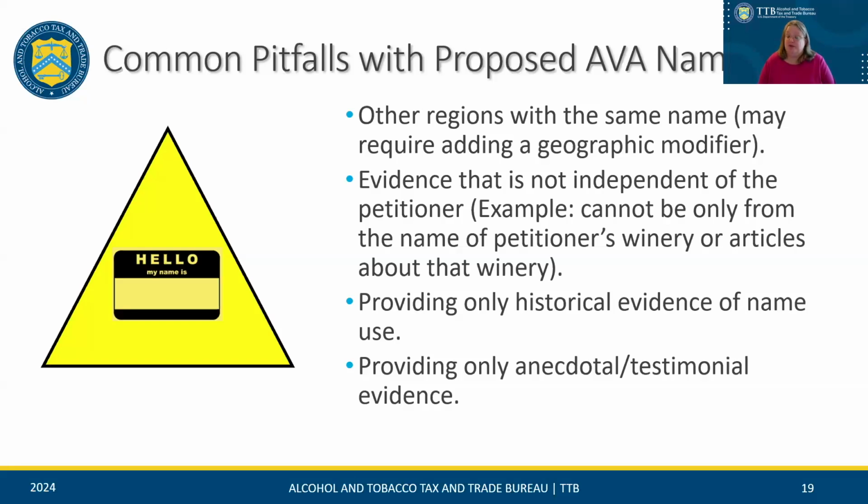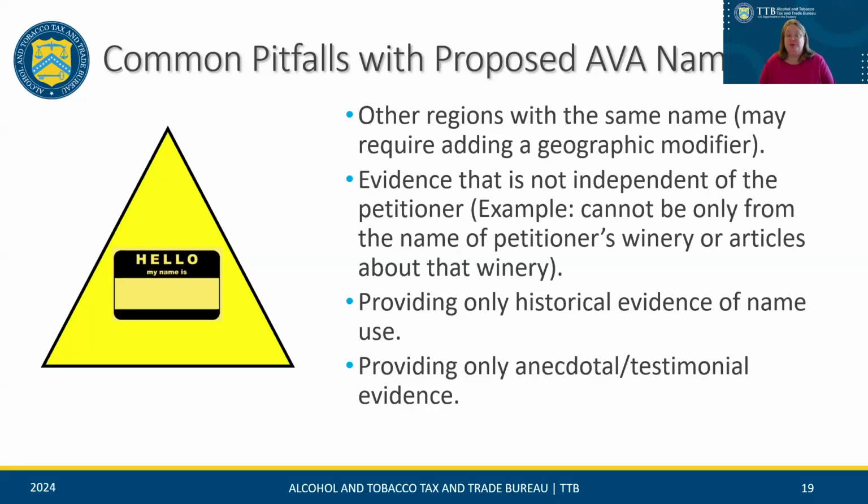So perhaps you could look for something else that uses that name. Like you may find an advertisement for the 14th annual Wally's Woods Music Festival, sponsored by the Chamber of Commerce. That has absolutely nothing to do with the wine industry, and it uses the name Wally's Woods, so it can be considered to be independent of the petitioner. You're going to need to have at least one piece of evidence that is independent of the petitioner for your proposed name to be accepted.